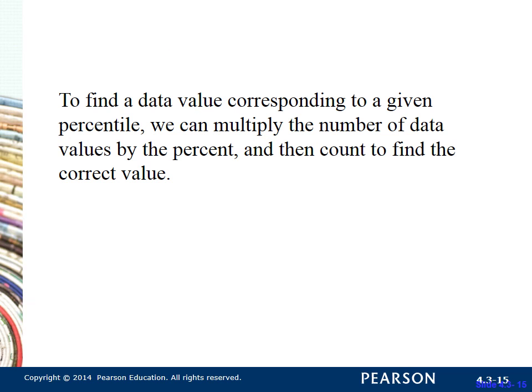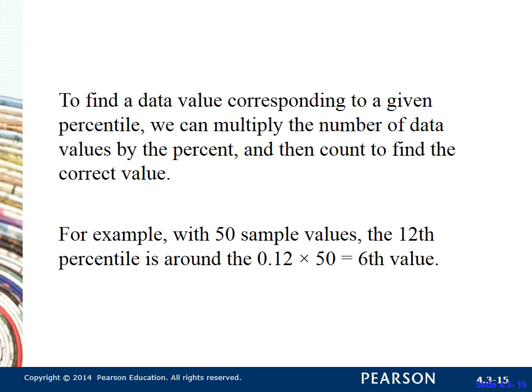All right, so to find the data value corresponding to a given percentile, we can multiply the number of the data values by the percent and then count. So for example, if I have 50 sample values, the 12th percentile would be found by multiplying the percent, 0.12, times how many were in my sample of 50. So the 12th percentile would be the 6th value. So I would have to number my values and then just count out 1, 2, 3, 4, 5, 6. And this 6th one is the 12th percentile, which means that person did better than 12% of the people.